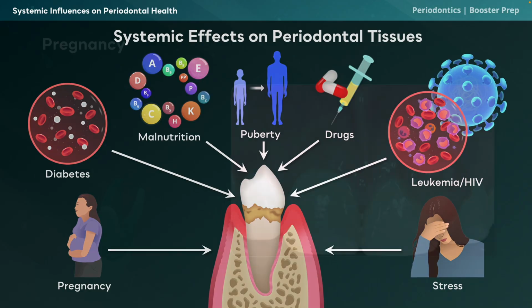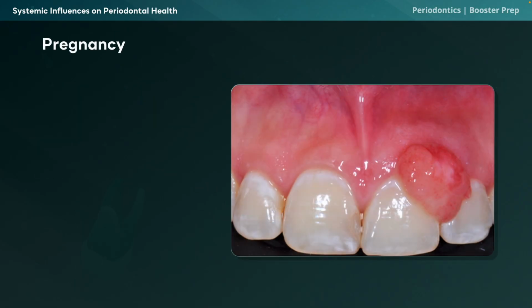Let's begin our discussion with pregnancy. Pregnancy can heighten gingival inflammation and in some cases lead to the development of a pyogenic granuloma, which is a localized overgrowth of tissue. The hormone estrogen also promotes the growth of Prevotella intermedia, which, if you've seen the earlier video on plaque and biofilm, you'll know is a bacteria associated with periodontal disease.